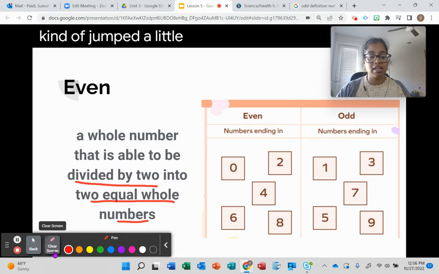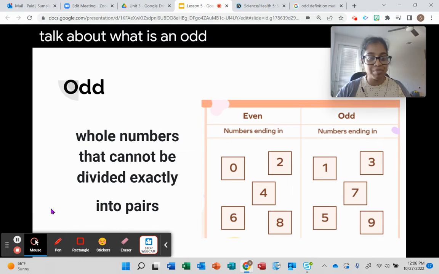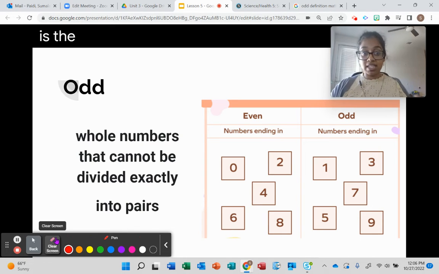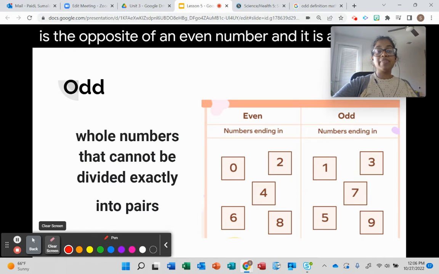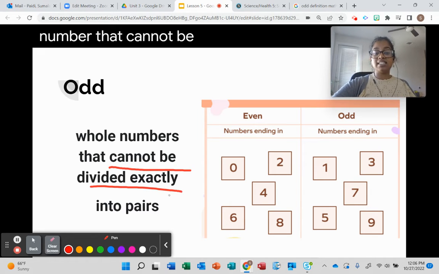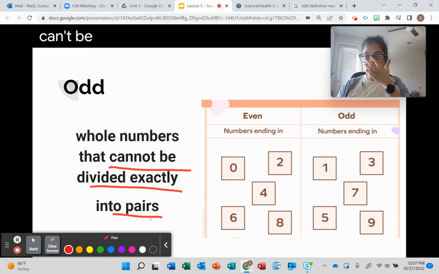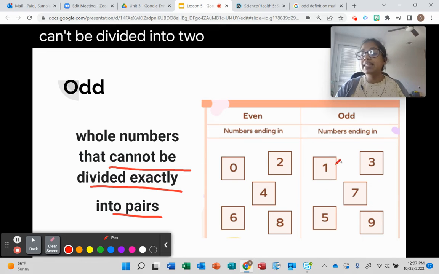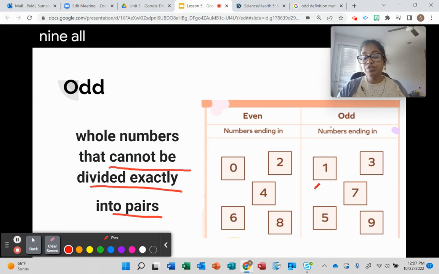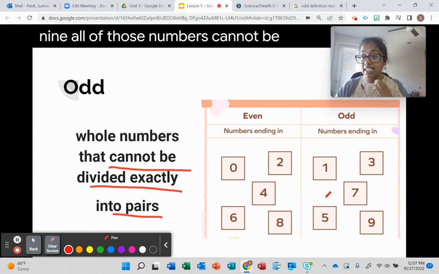I kind of jumped a little bit ahead of myself. Let's talk about what is an odd number. An odd number is the opposite of an even number, and it is a whole number that cannot be divided exactly into pairs, or it can't be divided into 2. So numbers that end in 1, 3, 7, 5, and 9, all of those numbers cannot be divided into 2.